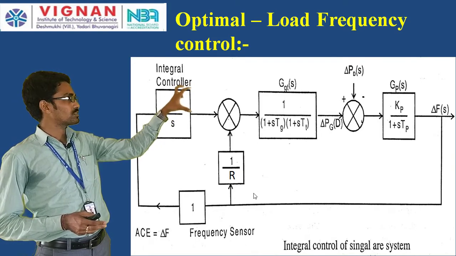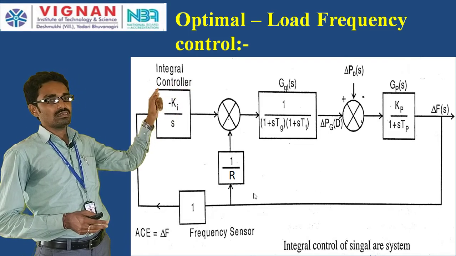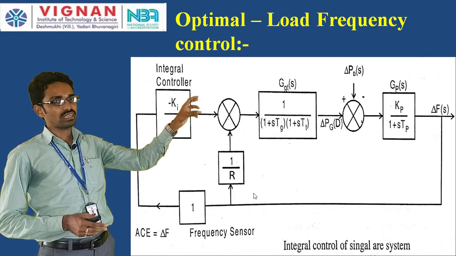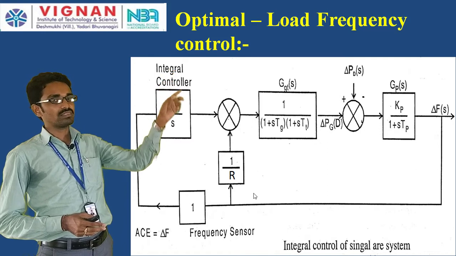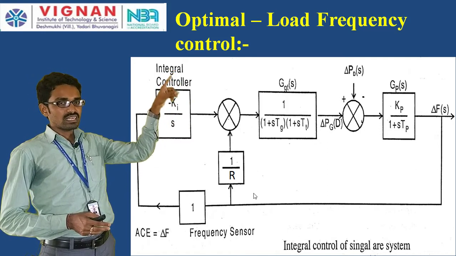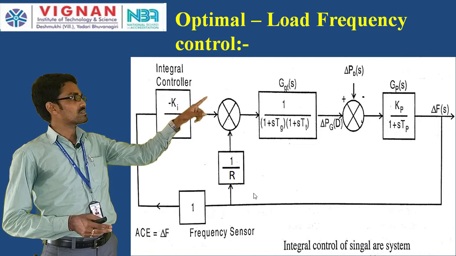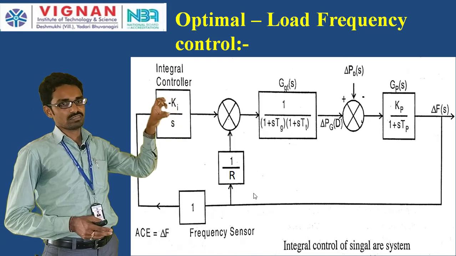If you consider together, that means the Kg Kt value is nothing but 1 by (1 plus STG) into (1 plus STT). You have the input as delta PG of S, and there is delta PD of S, which is nothing but the change in the load. Then you have the power system, that is Kp by (1 plus STP), Gp of S.